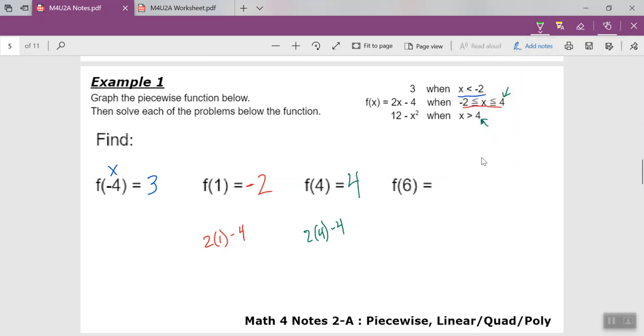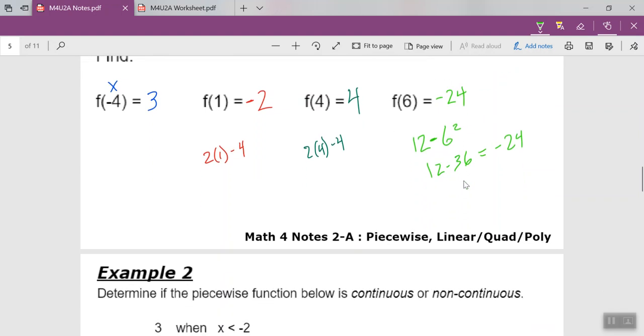And then lastly, we're going to say f of 6. That is definitely above 4. So we're going to say 12 minus 6 squared, which is 12 minus 36, which is negative 24. Okay, that's number 1.